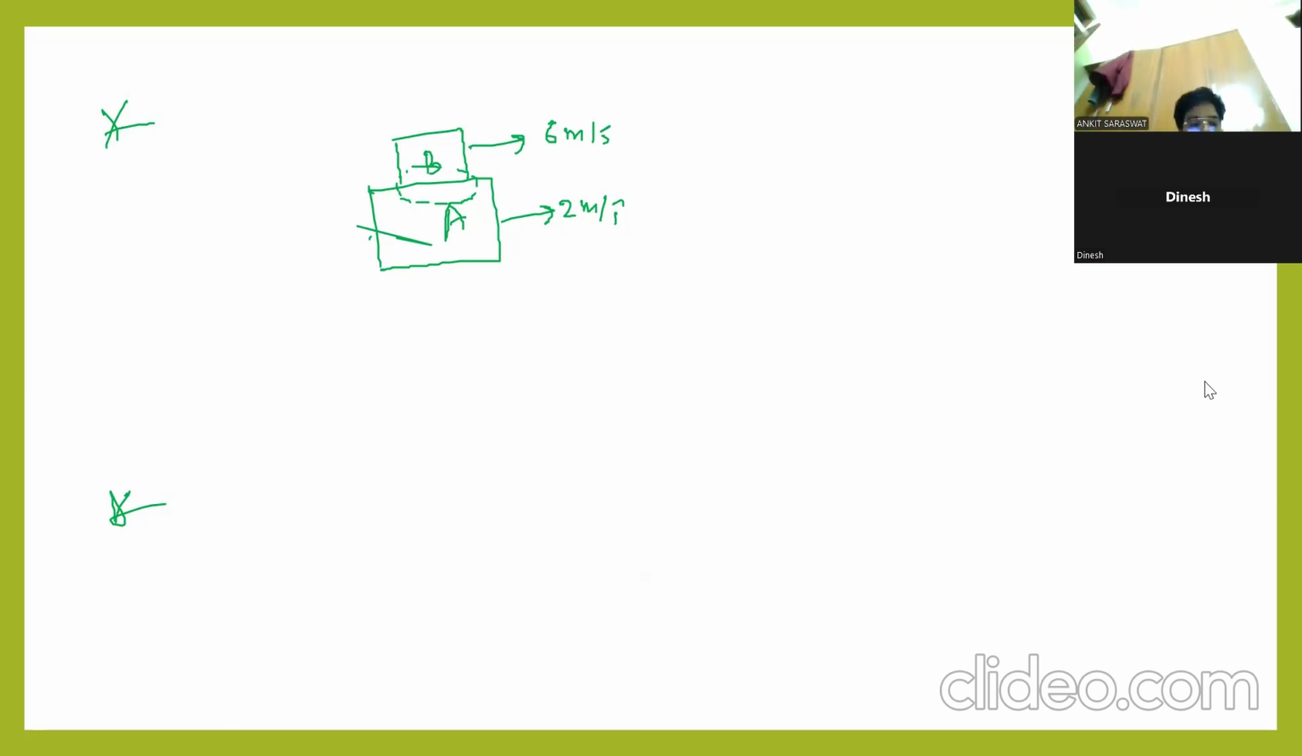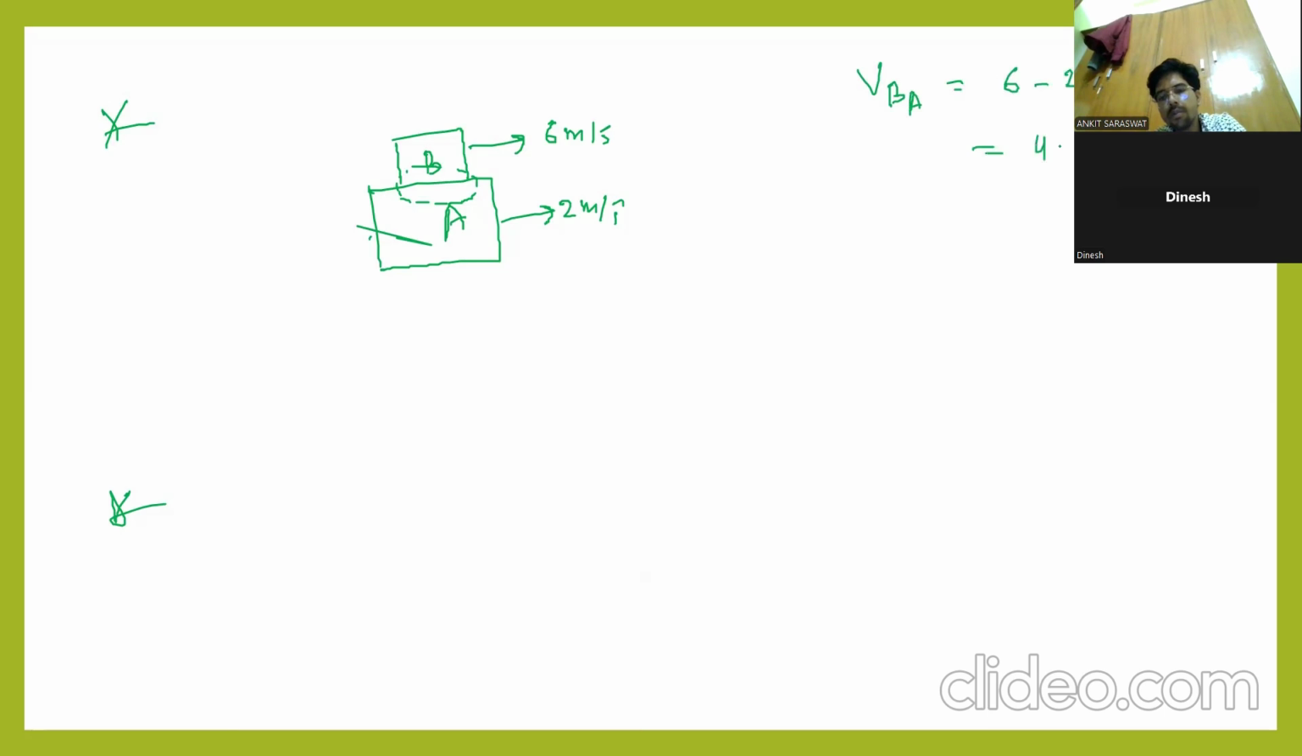Okay, we'll check. What is the velocity of B with respect to A? 6 minus 4. Velocity of A with respect to B, A minus B: 2 minus 6, that is minus 4. So velocity of B with respect to A is to the right. Then friction will be left on B, and on A it is to the right. Clear? Okay, sir. Next question, solve.